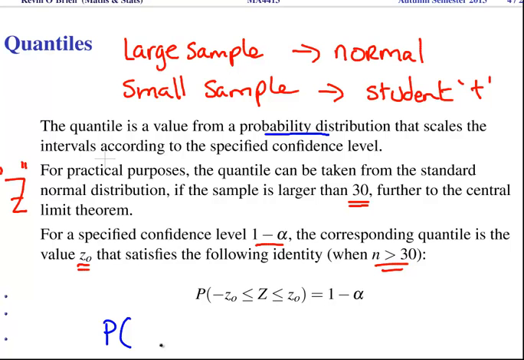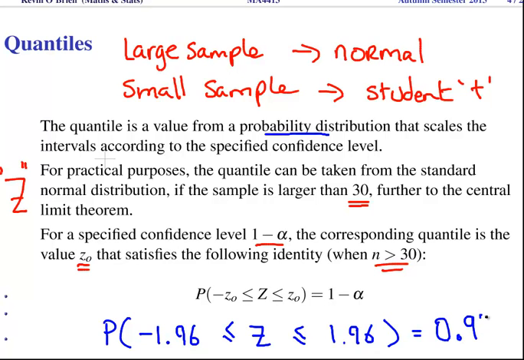Now, this is actually related to the normal probability distribution. So if you were to check this with the normal probability distribution, you'll find that you would get an answer of 0.95. Okay? And so on. So that would correspond to a significance level of 5%, or a confidence level of 0.95.